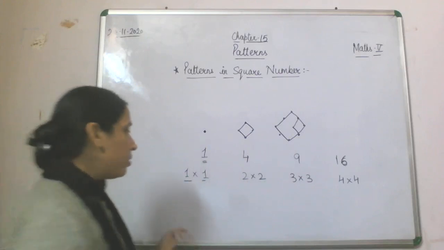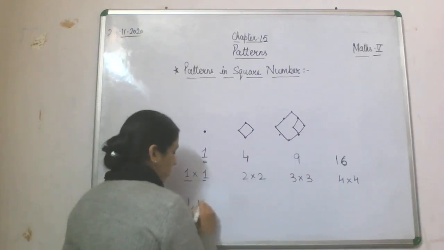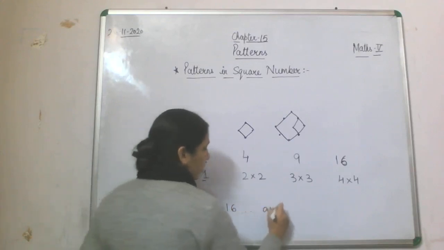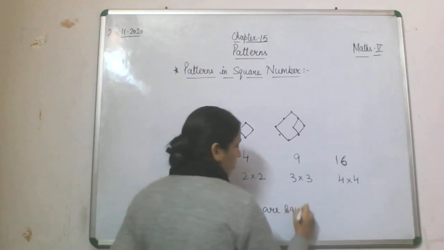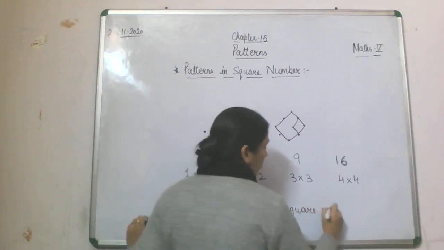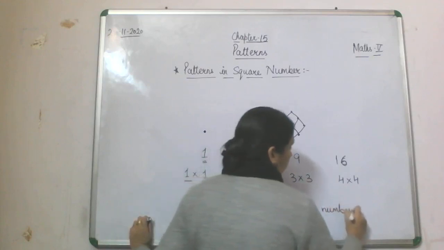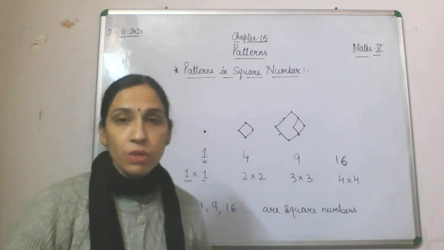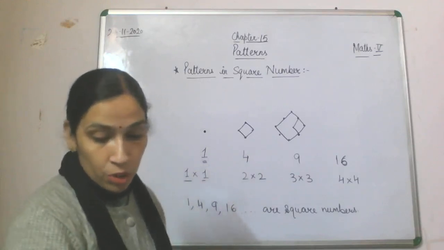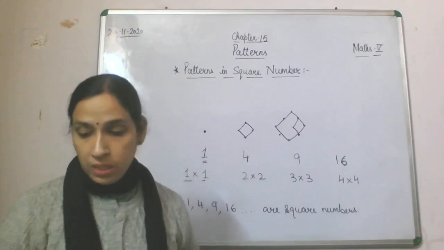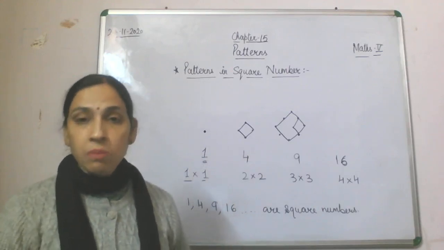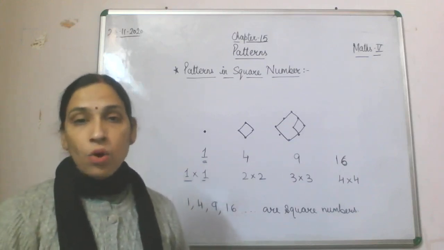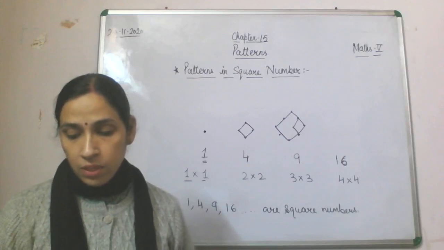Now these 1, 4, 9, 16 are square numbers. Only understand why they are called square numbers, because they can be arranged in such a way that a square can be formed. So that's why it is called a pattern in square numbers. Thus a square number is a number that can be arranged in a square pattern. The pattern of the first 5 square numbers is depicted.